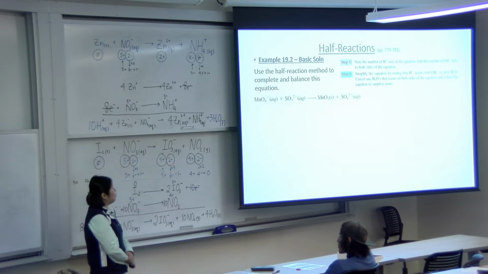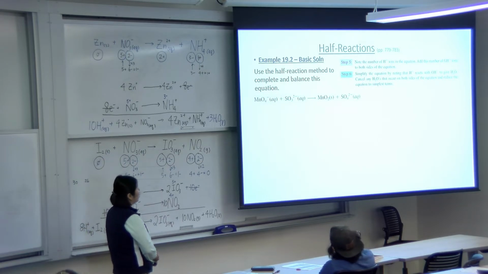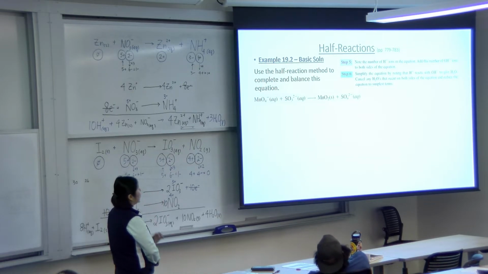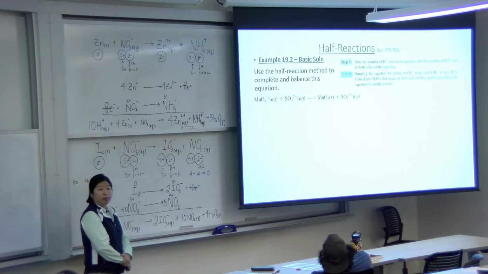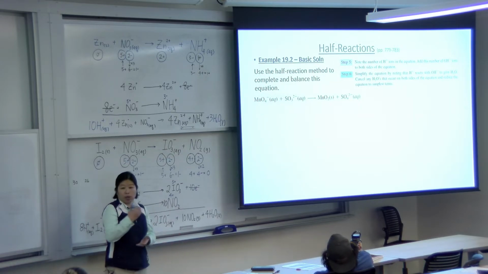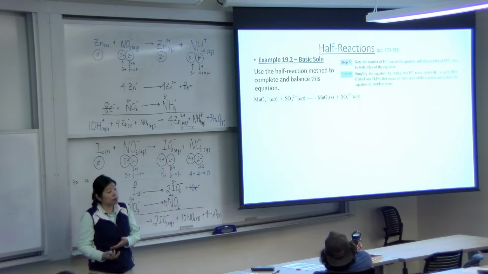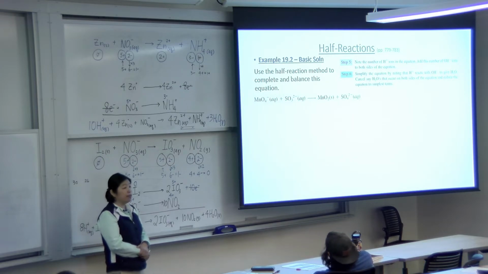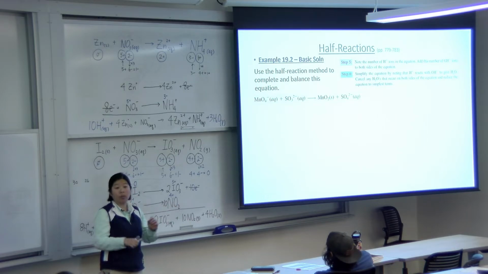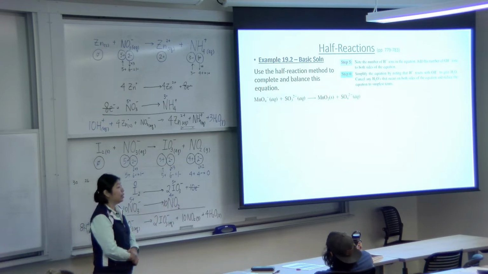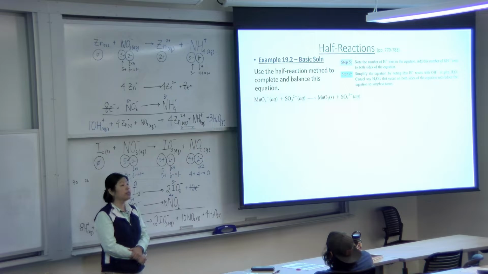Step number 5, you're going to note down the number of H plus ions and add this number of OH minus ions to both sides of the equation, because H plus reacts with OH minus to form water. Then if you have waters on both sides, you should cancel them out so you only have waters on one side. Any questions? Yes, Xavier?